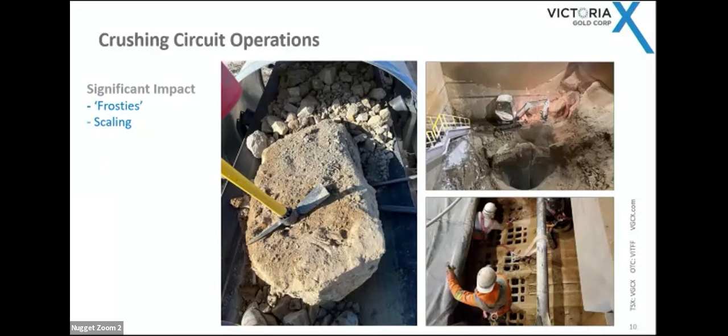The other thing is scaling. So here's two pictures of scaling operation. This is the primary crusher dump pocket. You can see how much frozen material is built up. This is actually a little mini X in there that we use to get this out. It's probably about a 2-day operation if this is all frozen to get everything out.